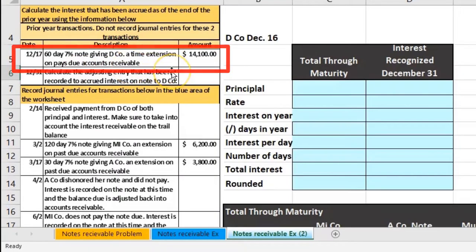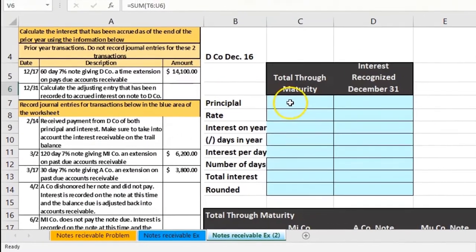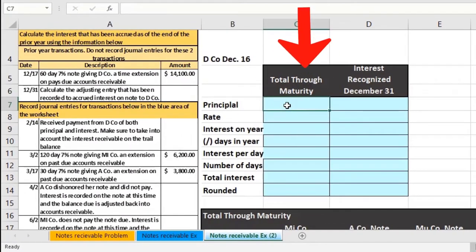So we're gonna give them an extension on 12/7. What happened is they had accounts receivable, they didn't pay us for whatever reason, we gave them an extension of time, but now they have to pay us interest for that extension of time. So we're gonna calculate the interest using this little worksheet here. This will calculate the interest.